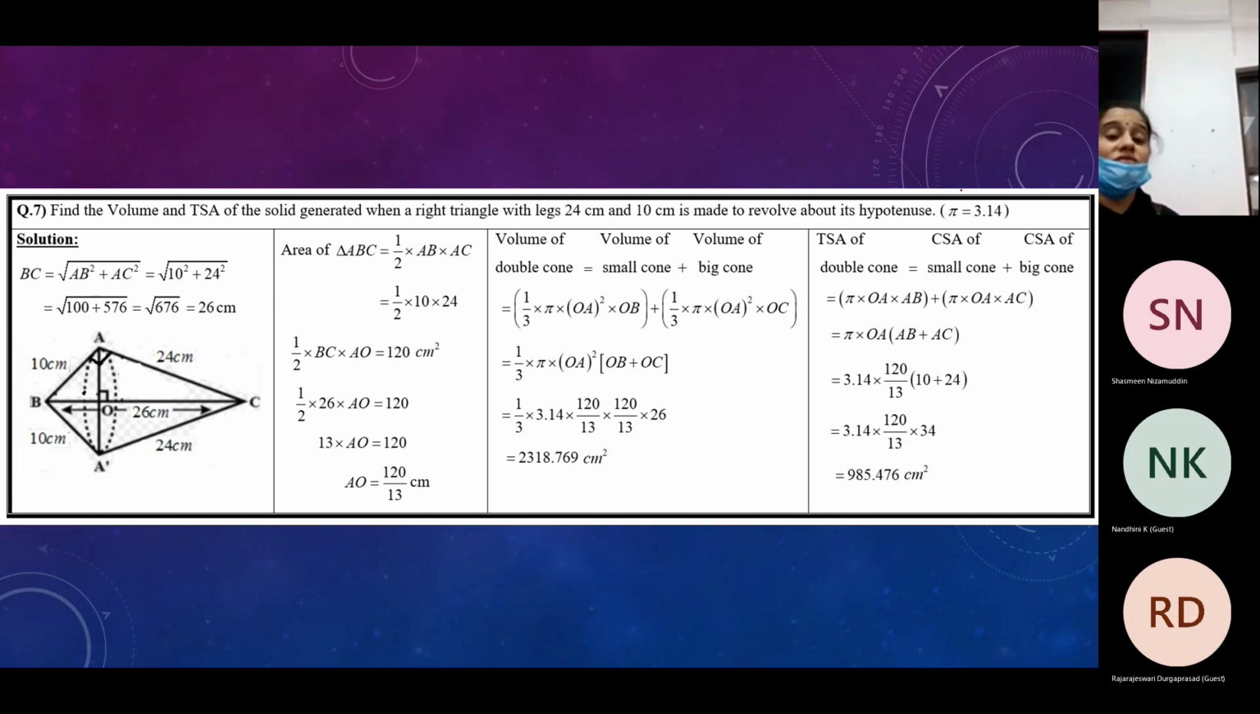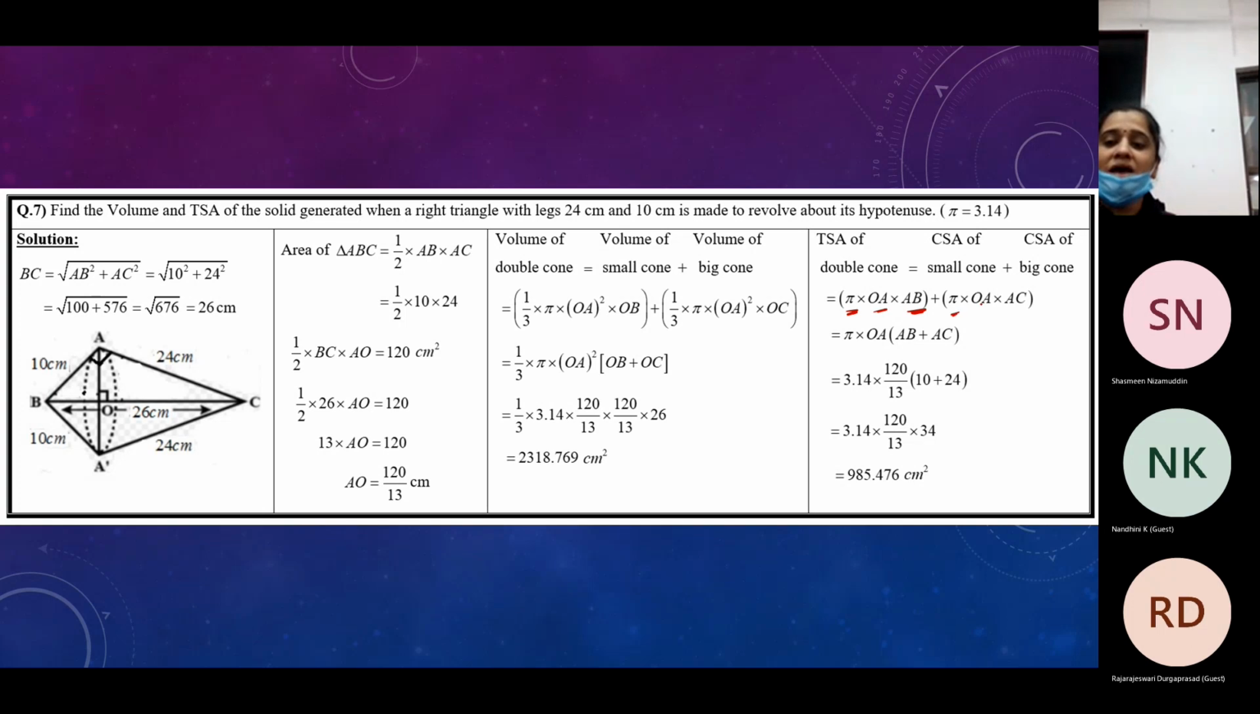Next, total surface area. Total surface area of the double cone is the CSA of the small cone plus the CSA of the big cone, because the circles are not visible. See here, you can only see the curved surface area here and here. You can't see the circles. So the TSA is, CSA of the small cone is pi RL. See here, pi R OA, L is AB.